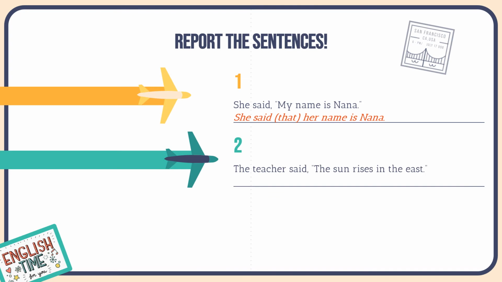Now, number 2. The teacher said, "The sun rises in the east." Is this a fact? Of course, it is a fact. It will be true until the end of days, right? So how do you report this? The teacher said that the sun rises in the east. No changes at all.